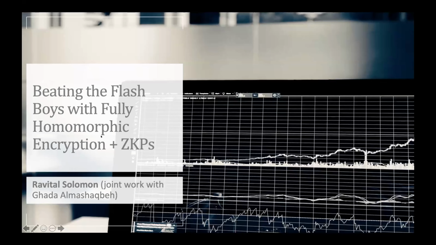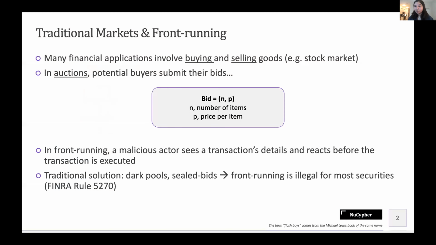Great. One second. So we'll be looking at front running on exchanges, as we just heard. This was joint work with GATA. To motivate the problem, what does front running look like in traditional markets? Well, a lot of financial applications involve buying and selling goods. The example you might already be familiar with is the stock market.